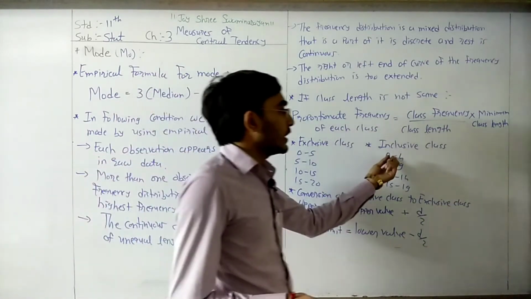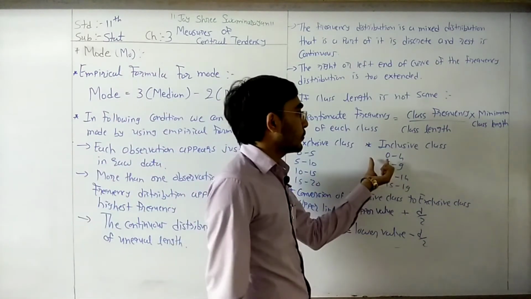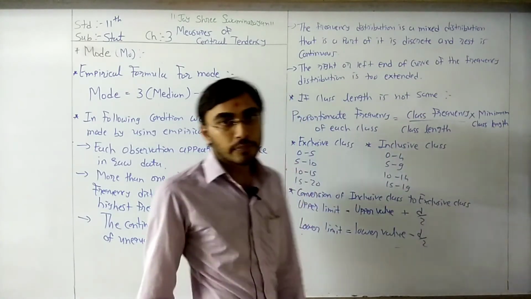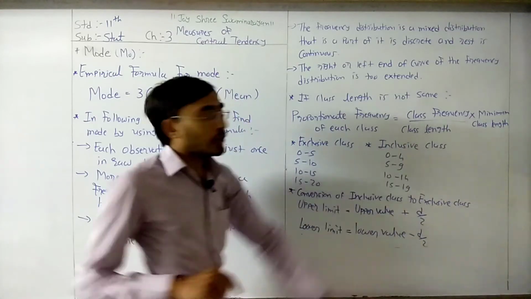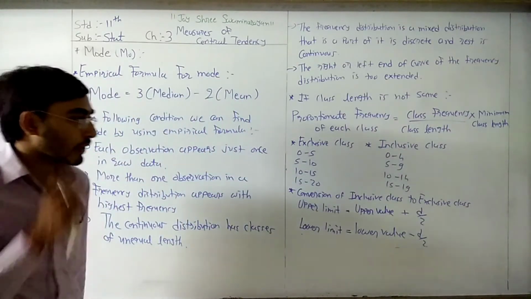So if 4 is there, we can include it. That's why it is inclusive class. If 9 is there, we can include it. That's why it is inclusive class.